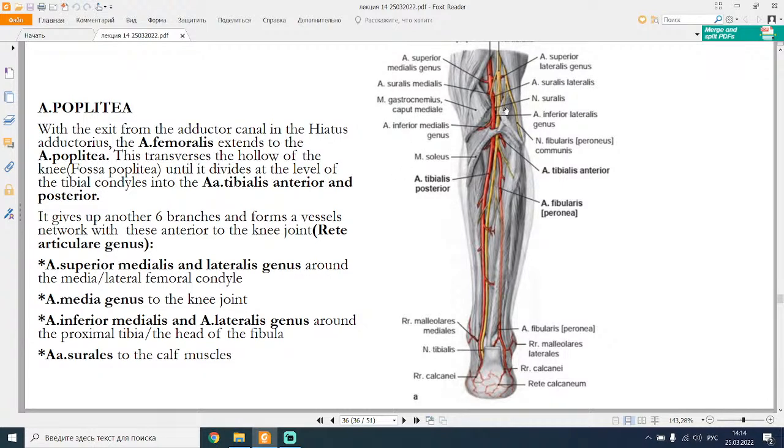Rete articulare genus. Arteria superior medialis and lateralis genus. Arteria superior medialis genus, arteria superior lateralis genus.